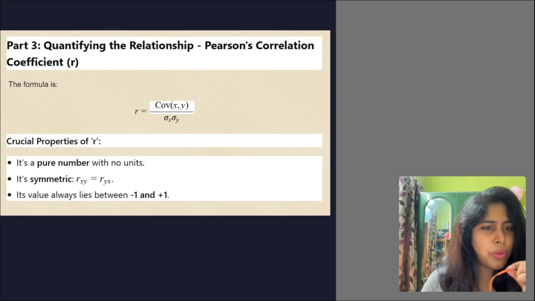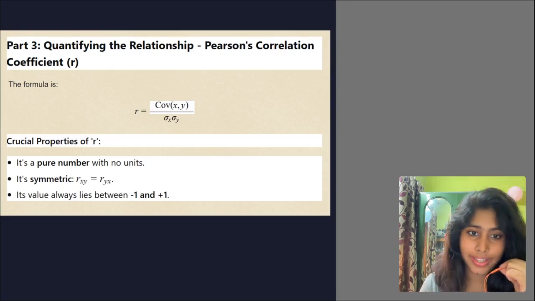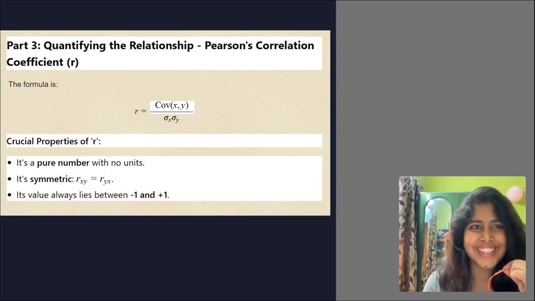I said that it's a pure number with no units. By that, what do I mean? You can correlate height and weight with no problem. That's very interesting, right?